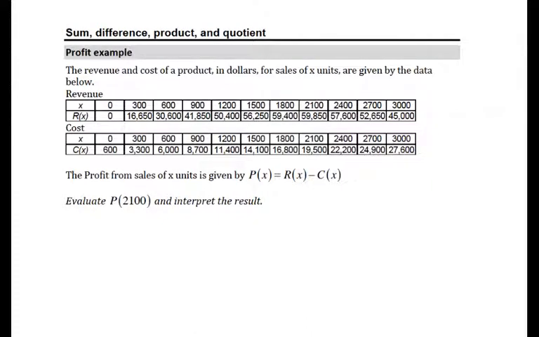We'll start with an application to motivate the idea of adding, subtracting, multiplying, or dividing functions. In this case, we have a function that represents the revenue and a function that represents the cost, both represented in dollars for sales of X units of a product. Then we're asked to calculate profit according to the idea that profit is defined to be revenue minus cost. We get that by subtracting the cost function from the revenue function.